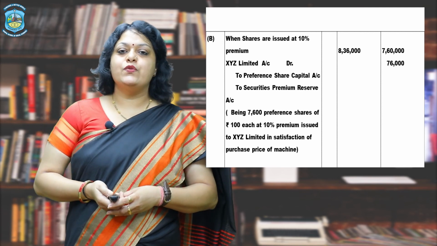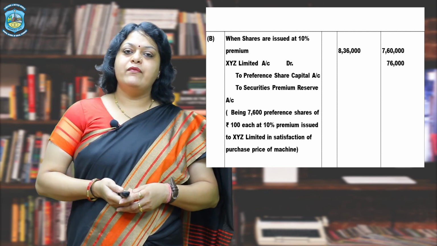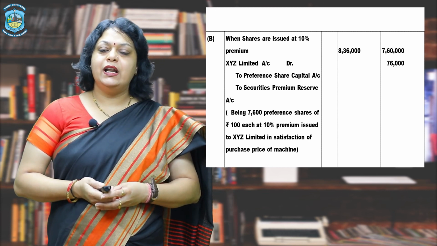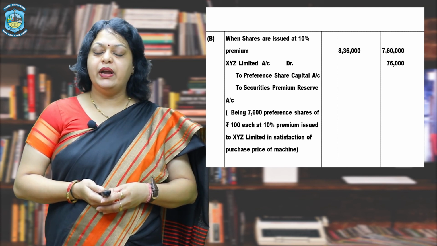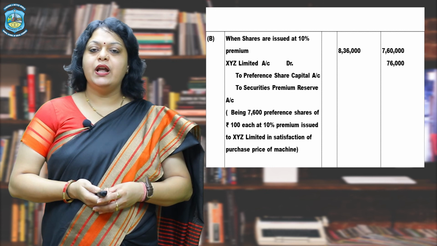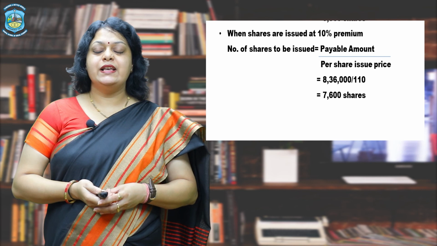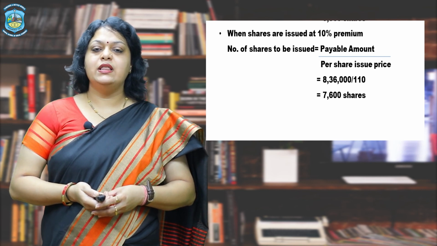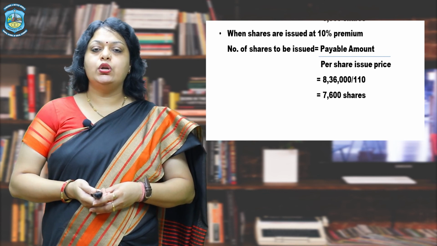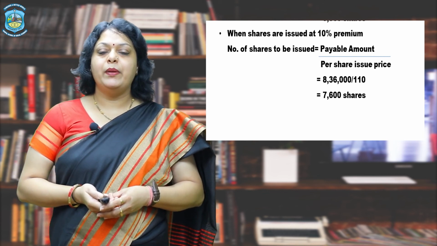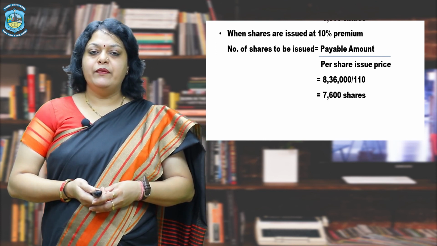Next, the second condition is when the company is going to make the issue at a premium. So, XYZ Limited is the vendor company who is going to receive this. So, the entry is XYZ Limited debit to preference share capital account and securities premium reserve account. In this case, how are we going to find out the number of shares? Number of shares is equal to total amount payable. Total amount payable is 8,36,000 and total value per share.